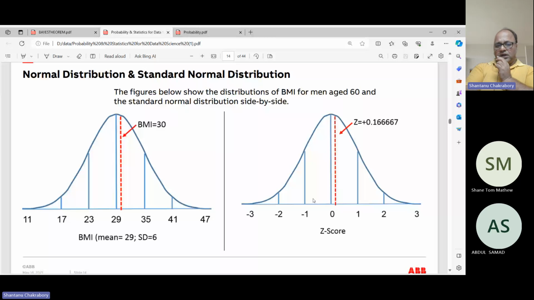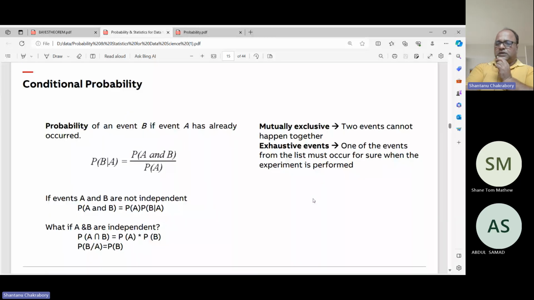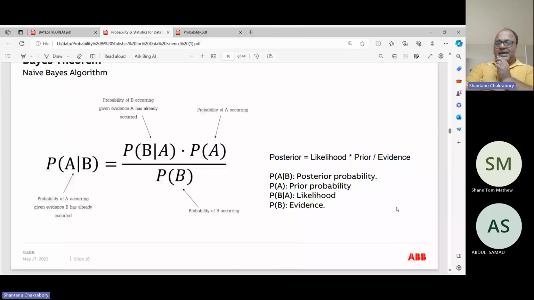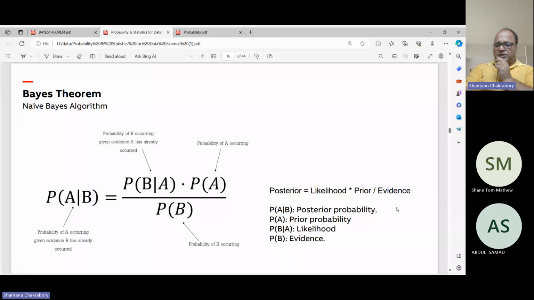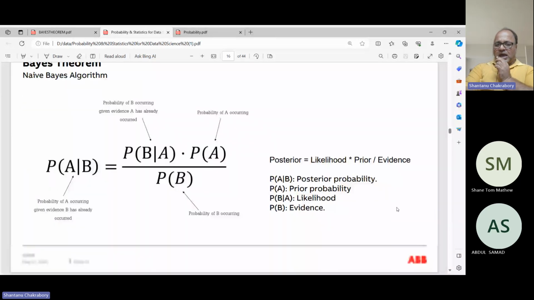Then we did conditional probability, for a particular event being true when another event is false. So that is how we calculate the conditional probability. Mutually exclusive events cannot take place together, or one of the events from the list must occur for sure when the experiment is performed. That we have done, which is the case of conditional probability. Then we did Bayes theorem, where we covered posterior probability, prior probability, likelihood, and the evidence, and descriptive and inferential statistics.